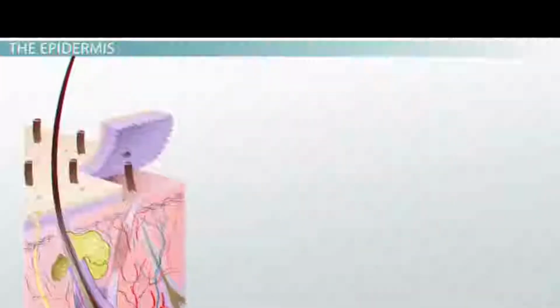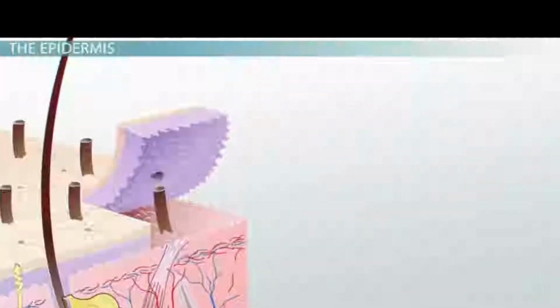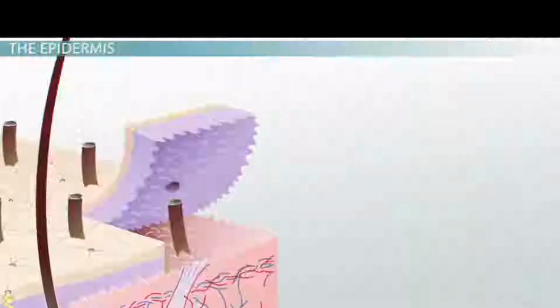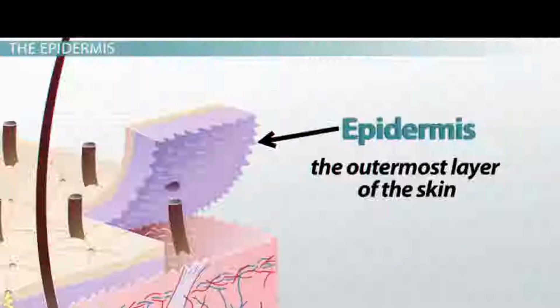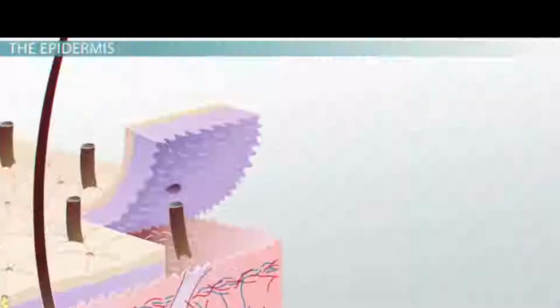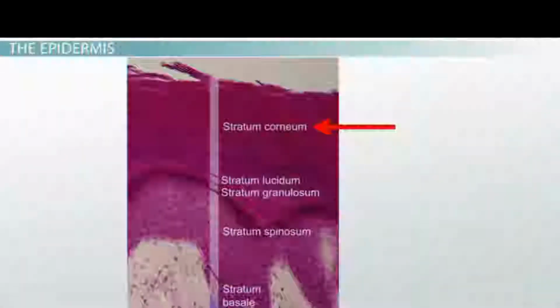The first topmost or superficial layer of the skin the sun's rays hit is called the epidermis. Again, the epidermis is the outermost layer of the skin. The epidermis is itself made up of several layers. From outer to innermost, they are the stratum corneum, stratum lucidum, stratum granulosum, stratum spinosum, and stratum basale.